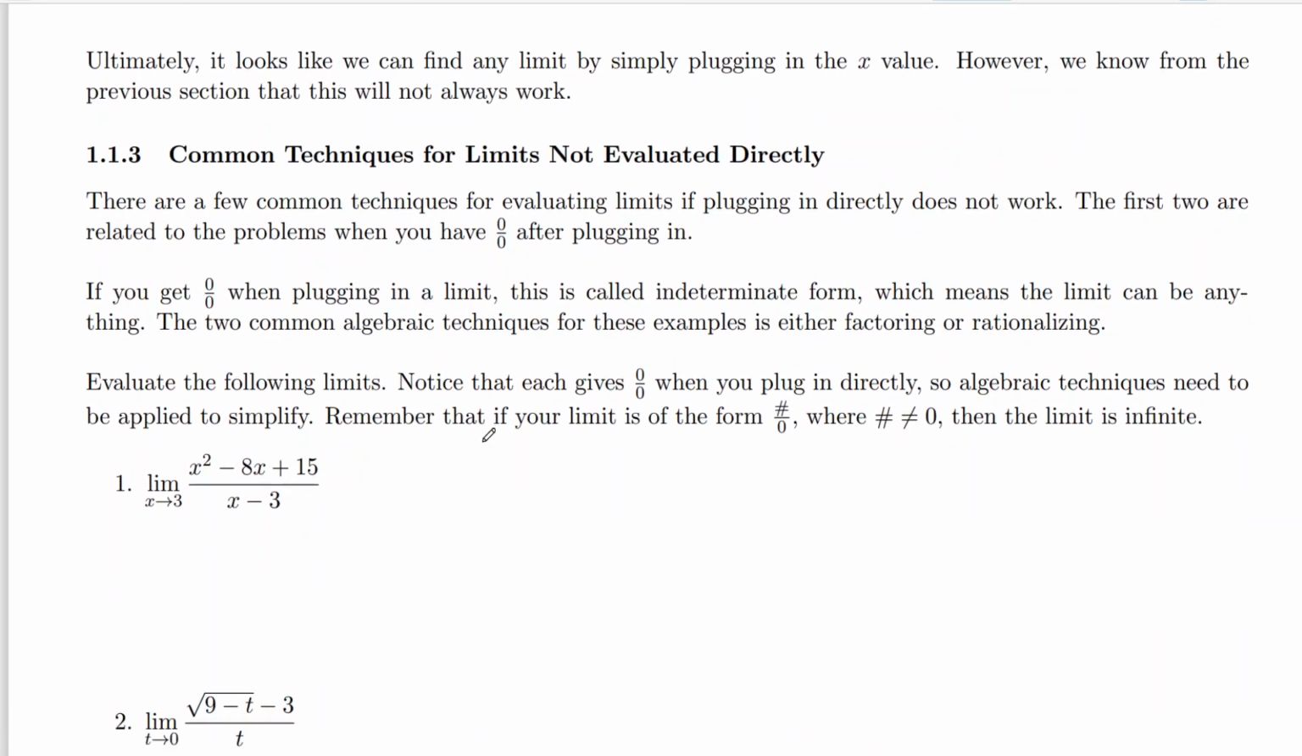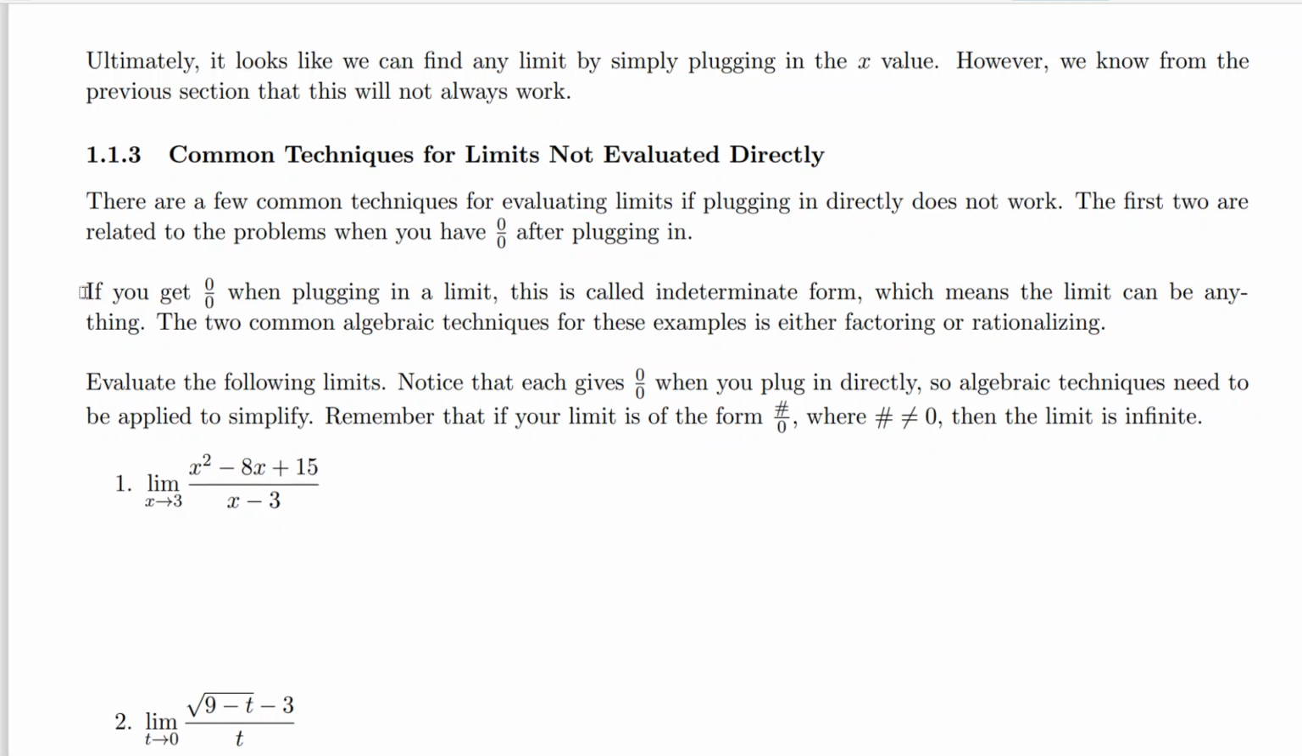And there's two big examples as to why limits aren't going to be this easy. The first one is the case when you get 0 over 0. Okay, so next we're going to be talking about the common techniques for limits not evaluated directly, meaning if you plug in, you get some sort of weird number.